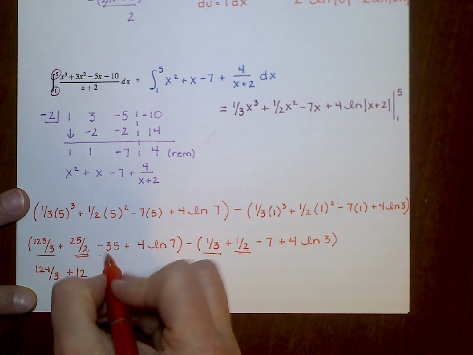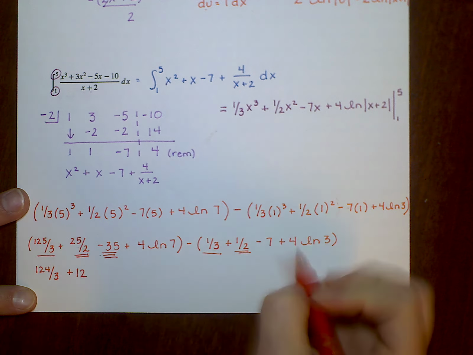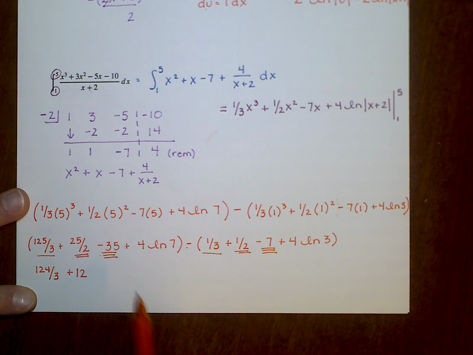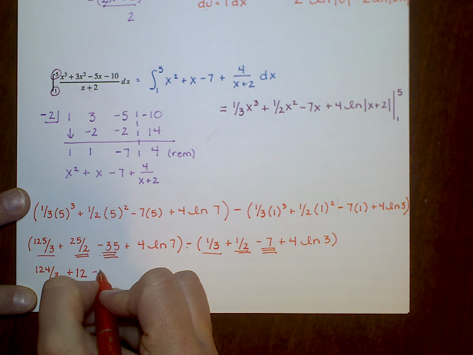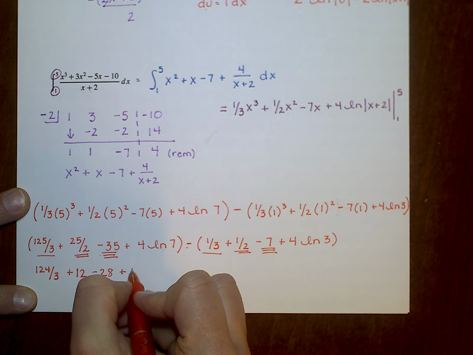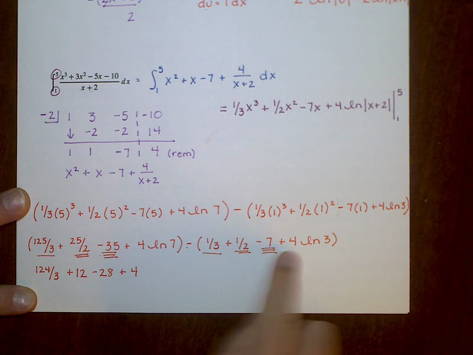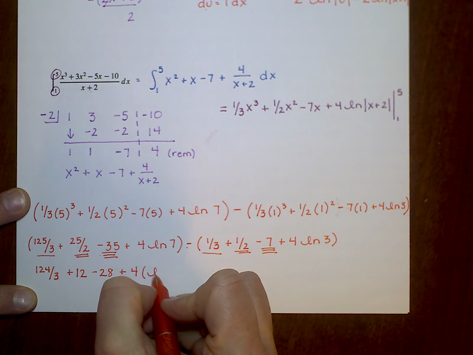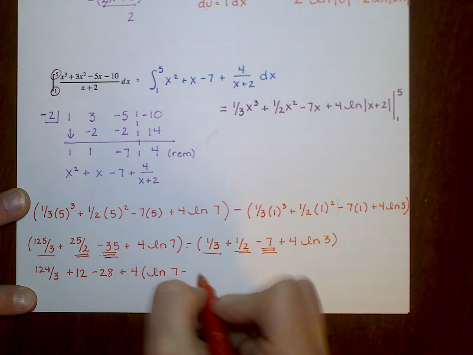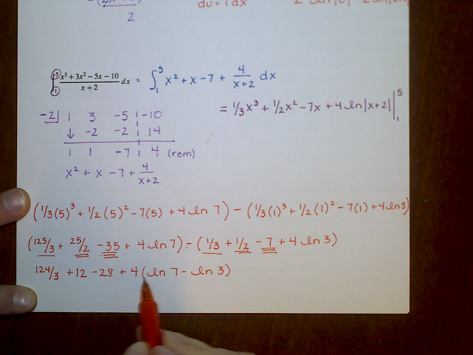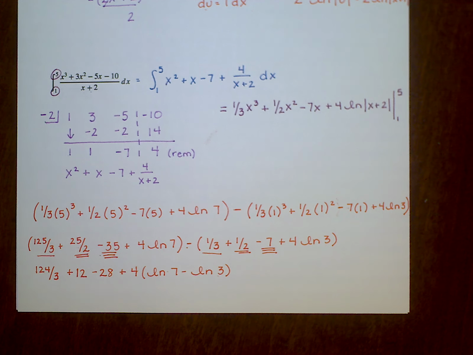Here I have a negative 35 minus negative 7. Okay, if it's minus negative 7, it's really a plus. So negative 35 plus 7 is negative 28. And then let's throw our natural logs in here, and I'll show you what we're going to do with those in a minute. They both have 4's in front of them. So I'm going to do this. I'm going to say it's 4 times natural log 7 minus natural log 3. Okay, because I could distribute that 4 back in there, and I would get a 4 in front of both of them. All right, let's clean this up a little bit more.